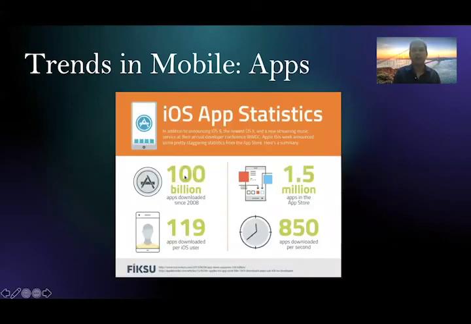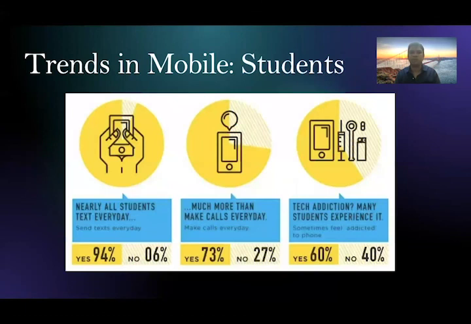You can see how many people have downloaded applications since 2008, and now we have 100 billion. The second one is 1.5 million apps in the App Store. So you can see there are a lot of users downloading applications from Google Play Store or App Store. That is a daily operation. You can see the number of users increased rapidly.